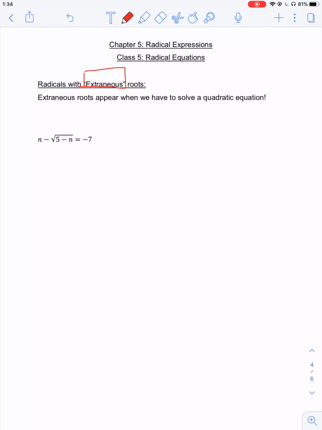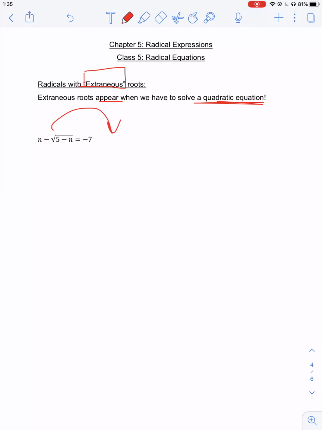Okay, so extraneous roots may appear when we have to solve a quadratic equation. Okay, so in this case, I'm going to have to do the same thing. So the trick over here is to have the radical all by itself. So what you have to do is move this n, and then divide by minus 1. That's one way of doing it. Or I think a better way would be to just move the radical to the other side. So let's just move this over to the other side.